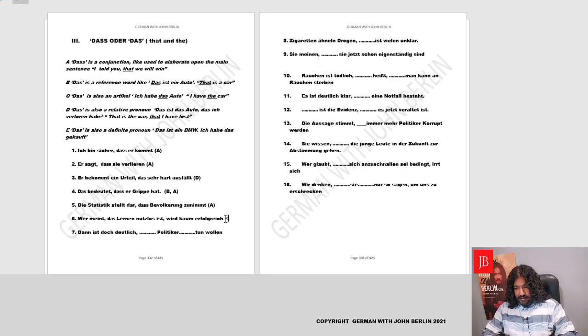And here the structure of the sentence could have been different. Let's just cross check. Wer meint, das Lernen ist nutzlos? That would have been an option. Hauptsatz, Hauptsatz. Wer meint, das Lernen ist nutzlos, wird kaum erfolgreich. Hauptsatz, it's a question basically.